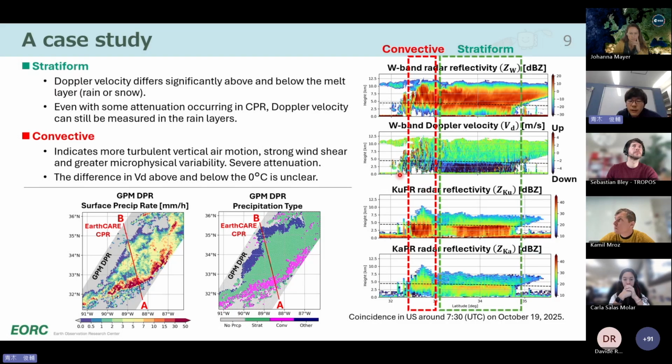In the convective part, on the left side, there is severe attenuation in the W band, and also in some Ka band. The Doppler velocity suggests more turbulent vertical air motion, strong wind shear and great microphysical variability, such as graupel and hail. The difference in Doppler velocity above and below the 0 degree level is unclear.